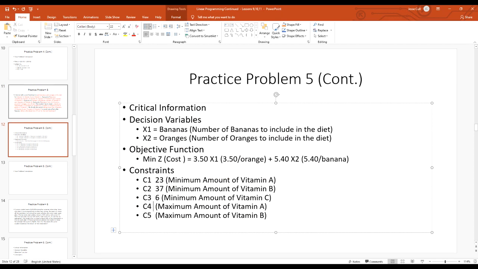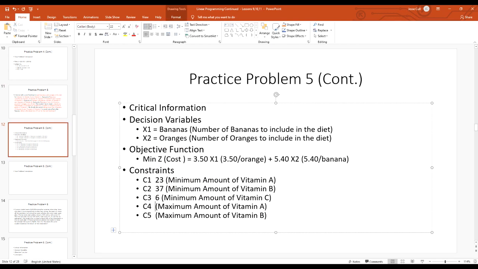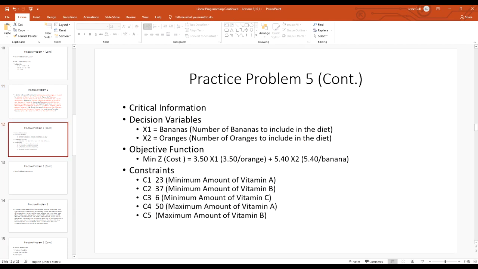We also know our maximum. When we come here, our maximum is 50 grams of vitamin A. And our maximum, one more time, is 70 grams of vitamin B. So all of these situations now, as we have our maximums, but we have to know how much we're contributing per apple and or per banana and per orange.